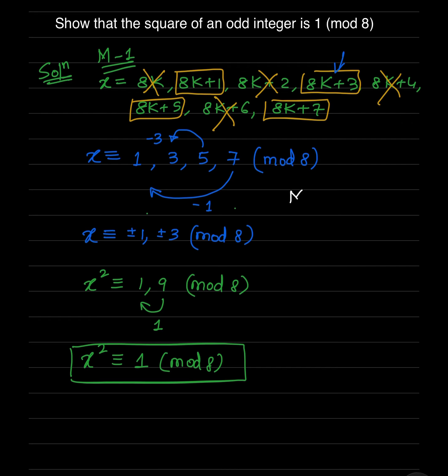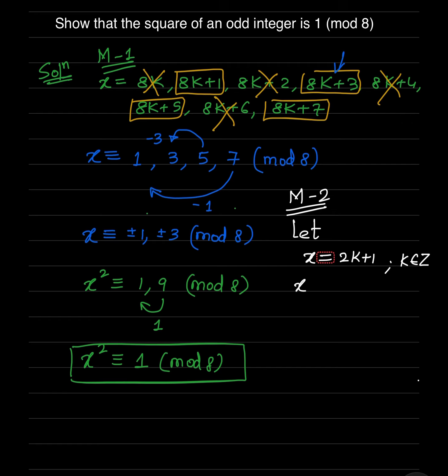From the method 2 perspective, since it's an odd number, let us say x is equal to 2k plus 1. Why? Because an even number is given as 2 times k, 2 times something. An odd number is 2k plus 1, or you can say 2k minus 1, where k is an integer. So it's 2k plus 1.